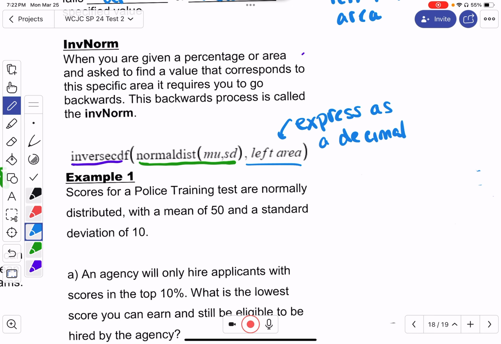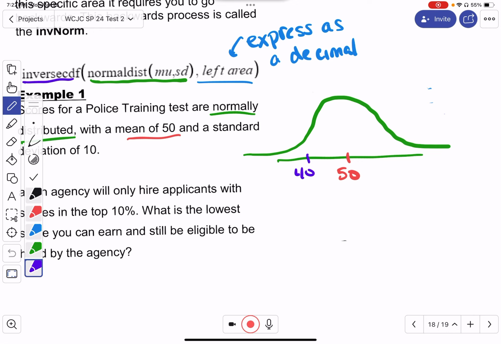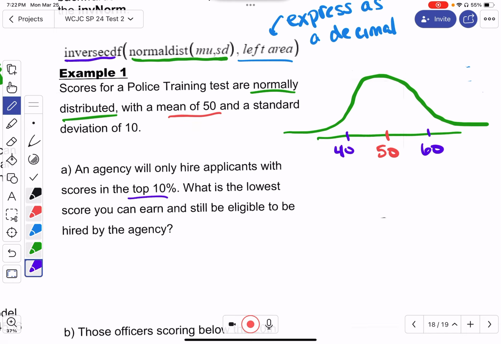So let's look at this example. Scores for police training tests are normally distributed. Remember, normally distributed means I can draw a normal curve. I'm going to label it with the mean, 50, at the middle, and a standard deviation of 10. So that's 40 on this side, 60 on this side. An agency will only hire applicants with scores in the top 10%. So to be hired, you have to score in the top 10%.